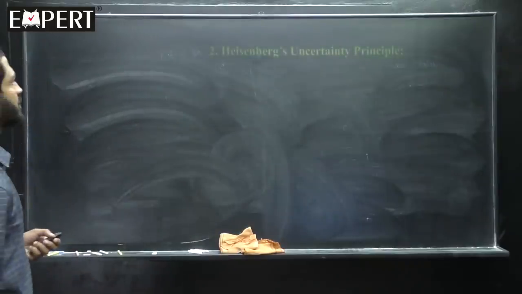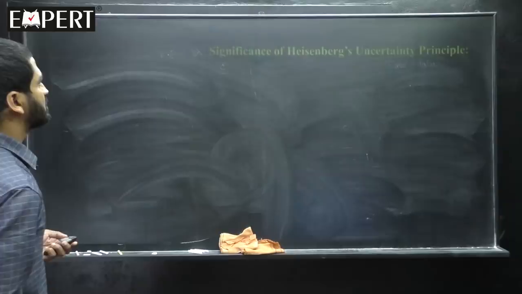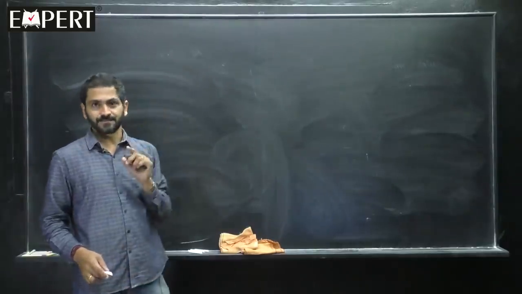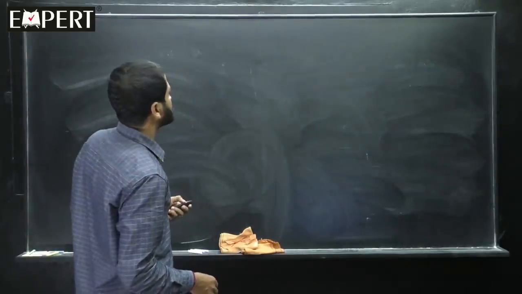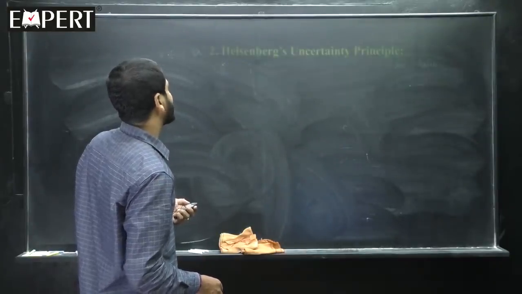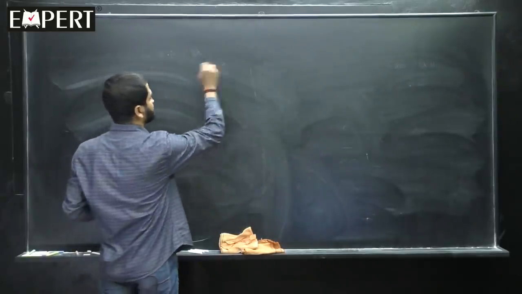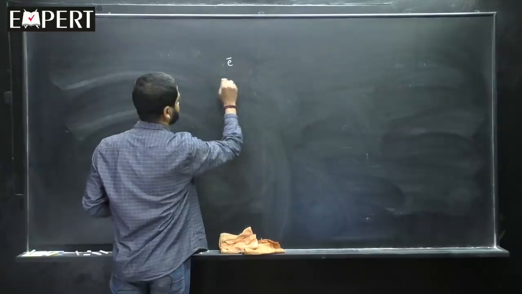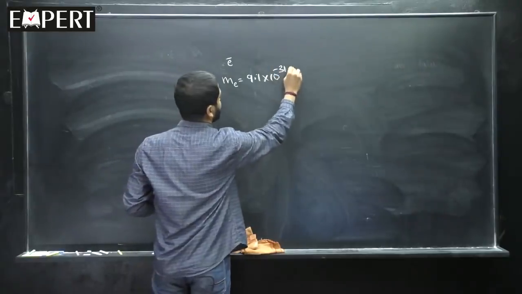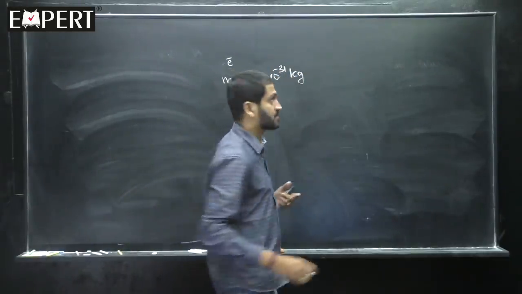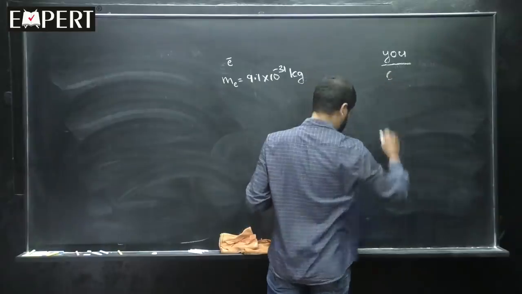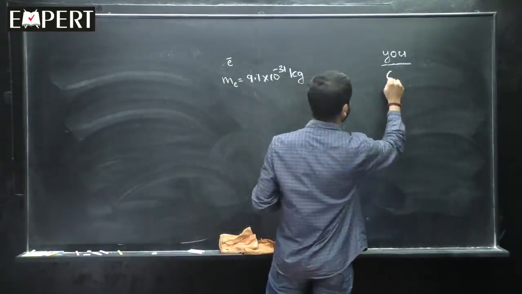Before going into it, I have an example. Now let us calculate the wavelength of two particles. Okay, let us take an example. Imagine you have an electron whose mass is 9.1 into 10 to the power minus 31 kg, and there is you, whose mass is say 60 kg.